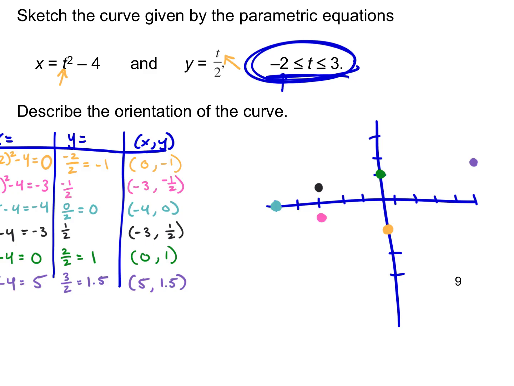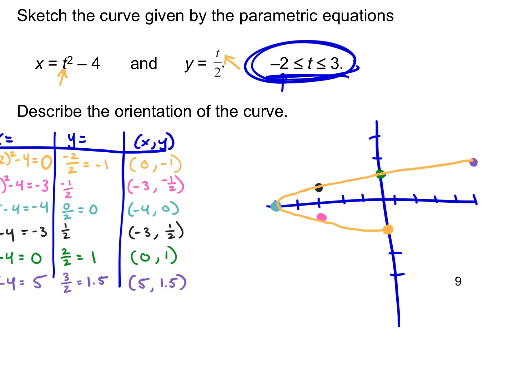Now we want to connect all of these points in the order that we graphed them. So I started at the orange point, I went to the pink one, then the teal. I'm going to show a curve. You don't want your graph to have a sharp point. You got to show that curve. And then we went to the black point, to the green one, and then to the purple.